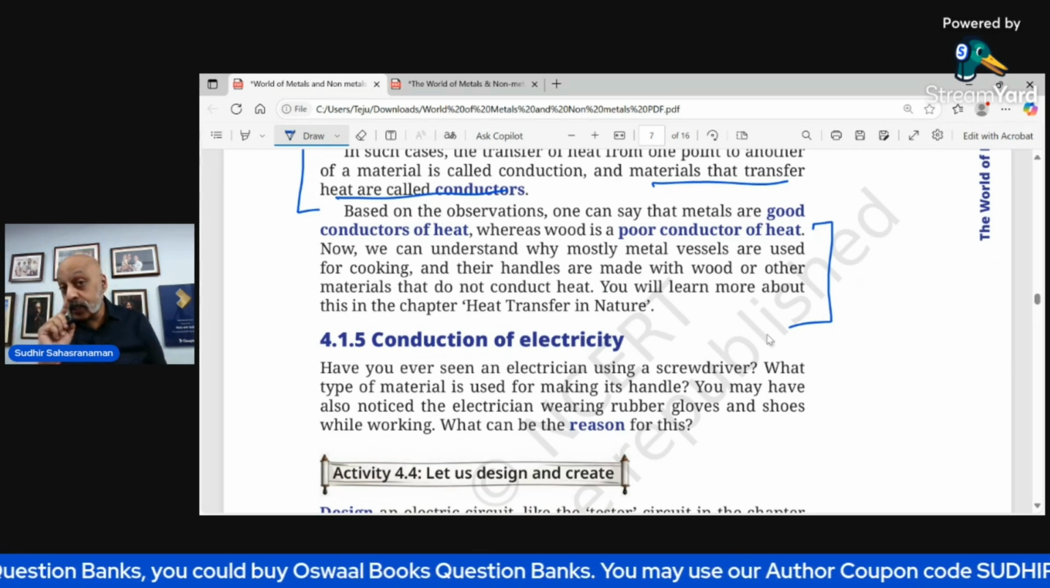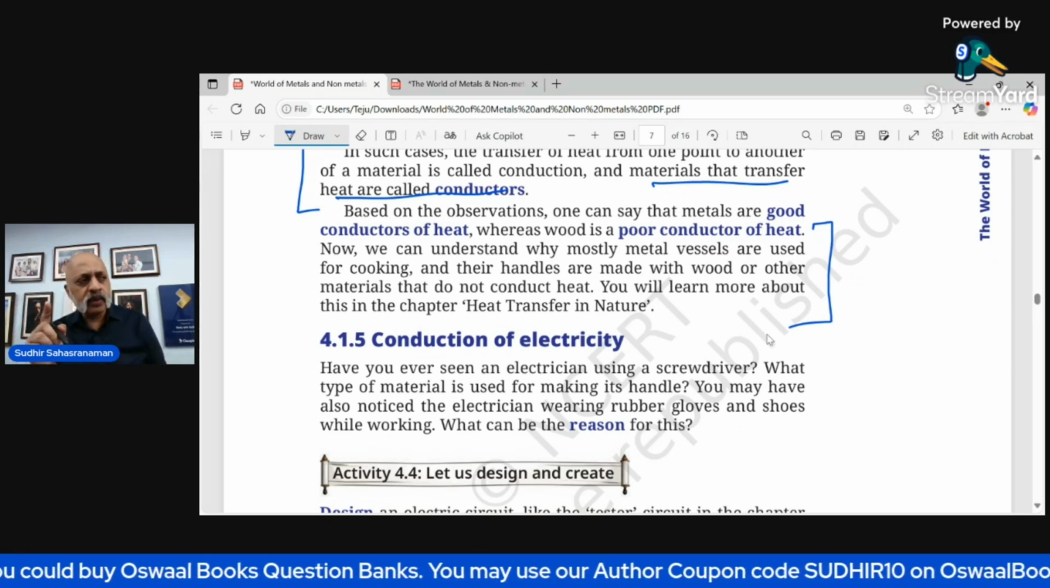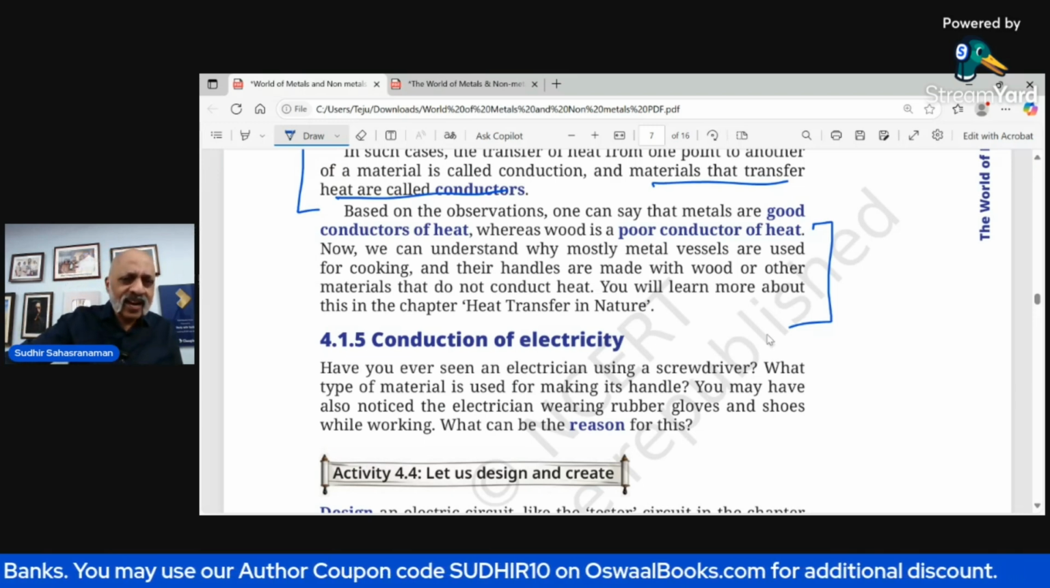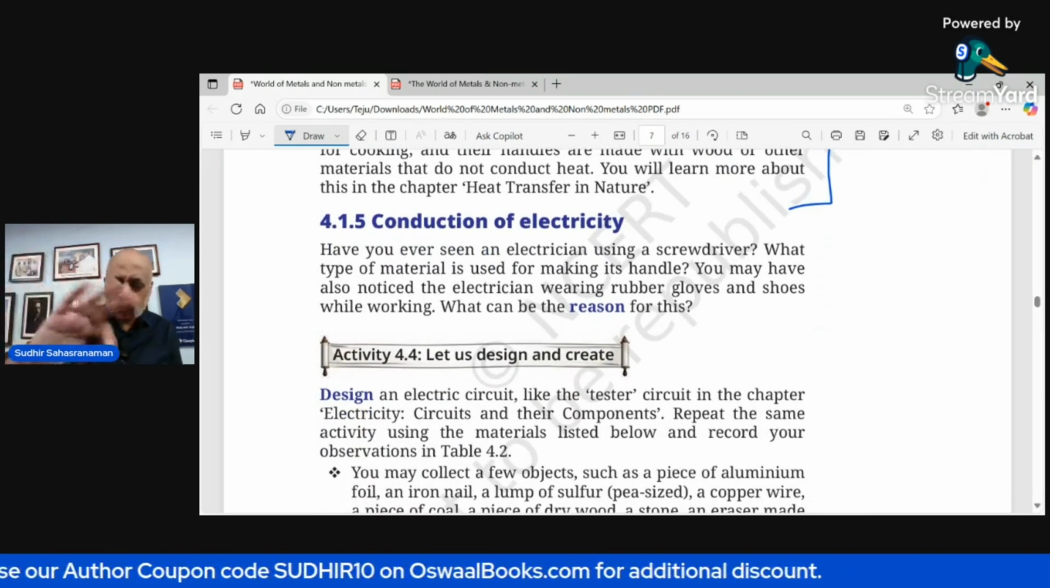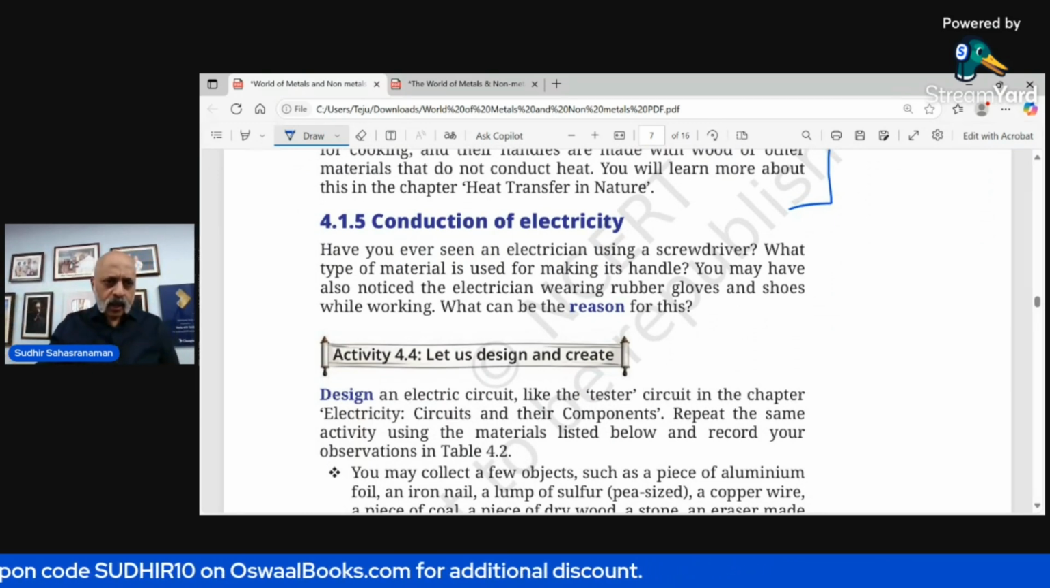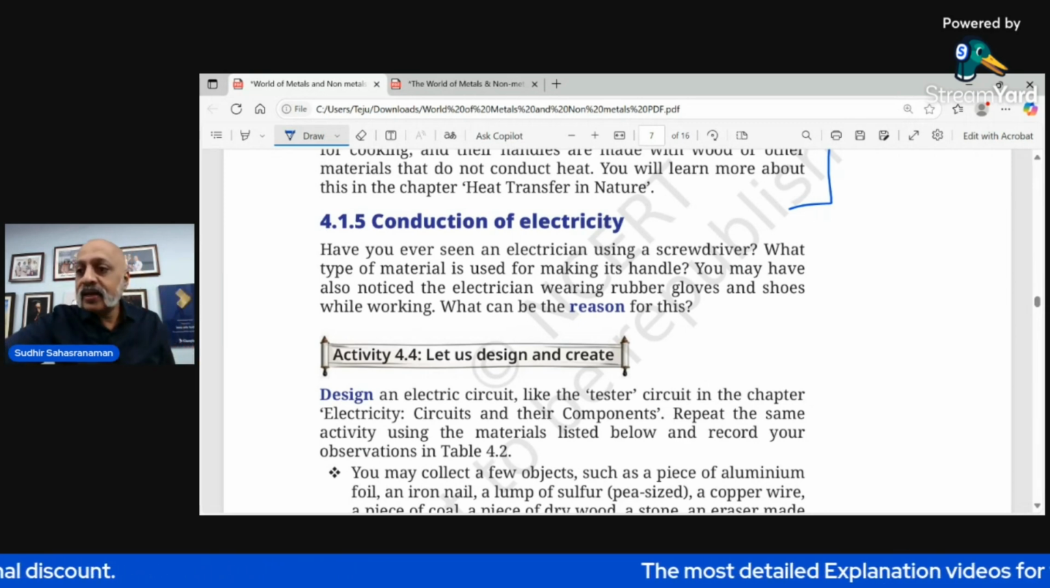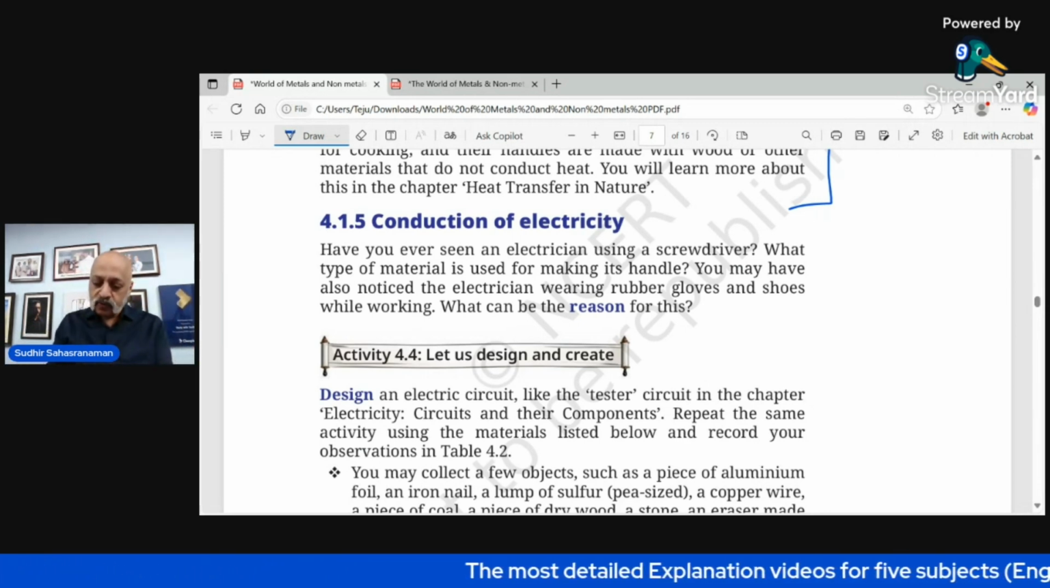We will study about this in the chapter. I don't remember the chapter name. There's a chapter called Heat Transfer in Nature. I think it's the 8th chapter, if I'm not mistaken. 7th or 8th chapter. Now, let's next move to the conduction of electricity. Conduction of heat we studied. Let's now understand the conduction of electricity.